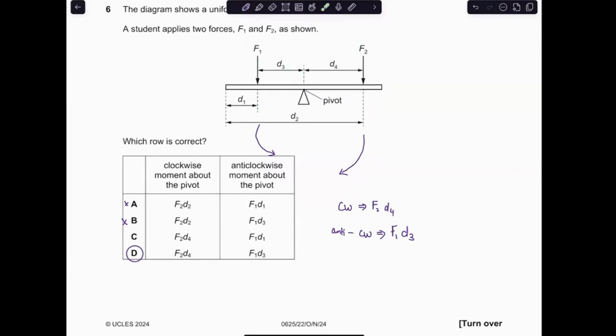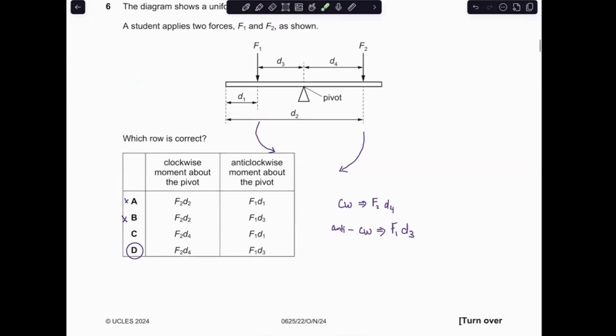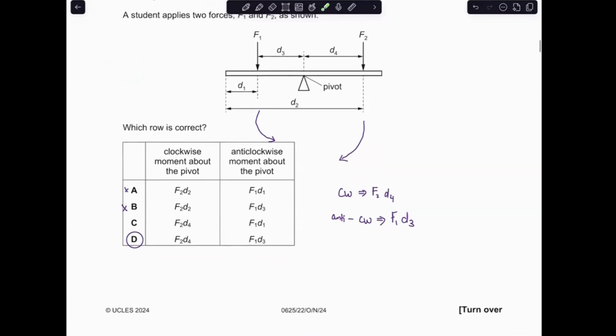Now, another important thing to remember is that when you're doing F into D, D is always the perpendicular distance of the force from the pivot. So it means we are always interested in how far the force is from the pivot. How far the two forces are from each other or how far they are from the end is irrelevant. So this is not relevant, D2 not relevant. They've just shown those so that they can act as distractors. But those distances are not important. The only thing that matters in moments is how far is the force from the pivot.